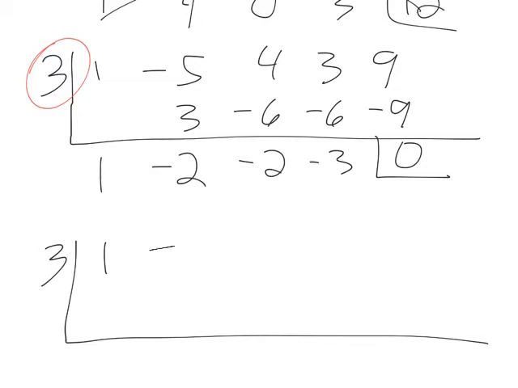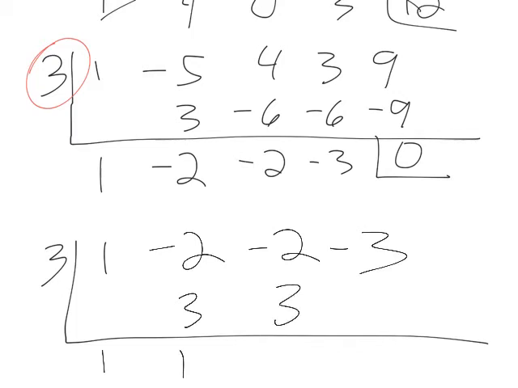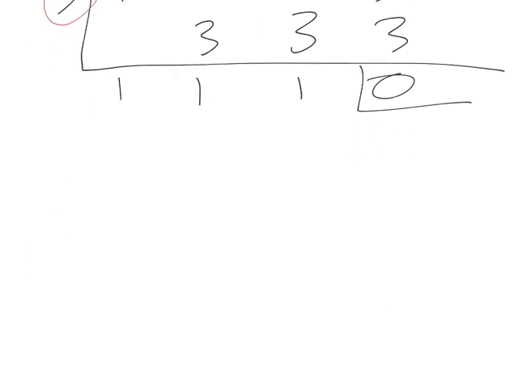So I've got 1, negative 2, and negative 3. Okay, we drop the 1, times 3 is 3. That's going to give me a 1, times 3 is 3. Another 1, times 3 is 3. And last, we get a 0 at the end. So it does turn out that 3 works twice. Okay, so we do have that repeated x there. Now, we can work on this quotient.